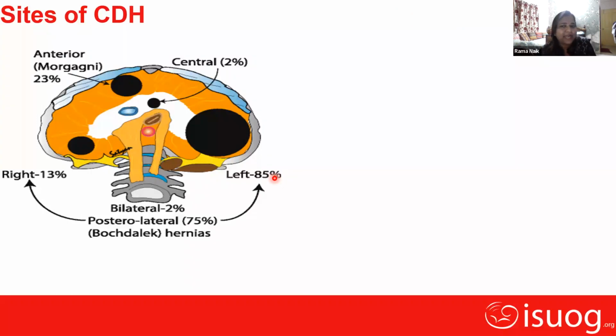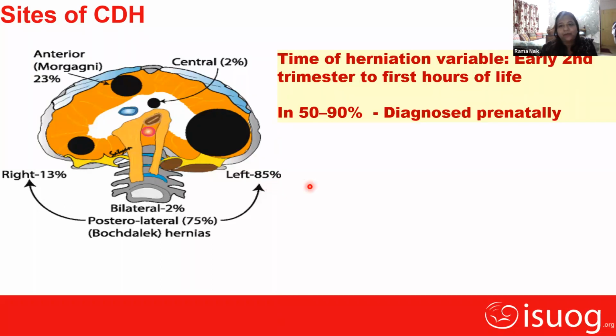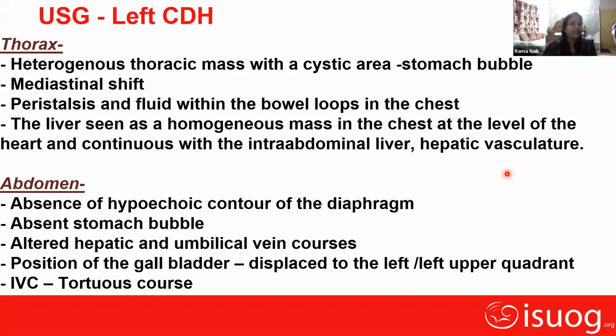So these are different sites. Herniation can occur through anterior, central, posterior, right lateral, left lateral sides, but the most common is the left side, which is 85%. And time of herniation is variable. It can occur in the early second trimester to first hour of life. In 50 to 90% cases, it is diagnosed prenatally, not in 100% case. Now, one by one, we will see.